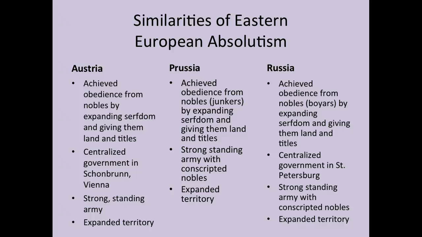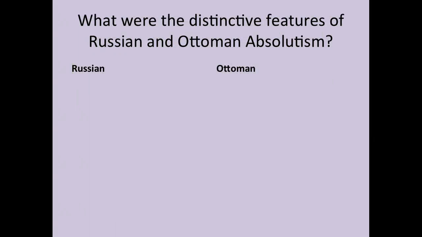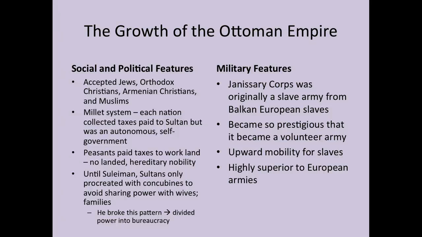Okay, so in Austria, they centralized the government in Schonbrunn. In Prussia, they had a strong standing army with conscripted nobles. And in Russia, just like they did in Austria, he had the government centered in St. Petersburg. So then they have a strong standing army, expanded territory. I went the wrong way.